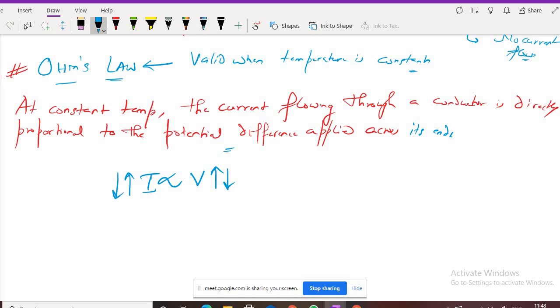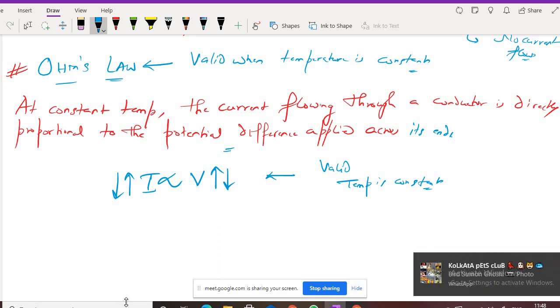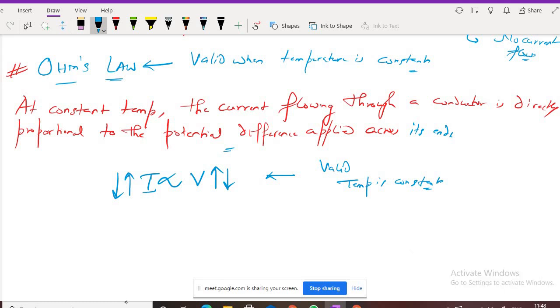Have you understood? This is valid when temperature is constant. The temperature should be constant. If temperature varies, then I will not be proportional to V, then I will vary. So I is proportional to V is given by Ohm's law.